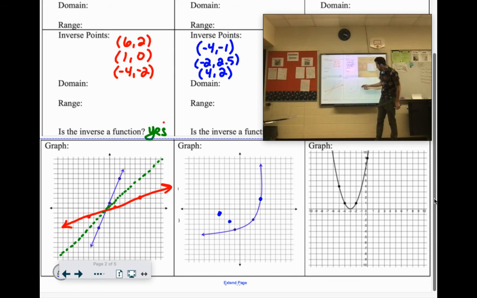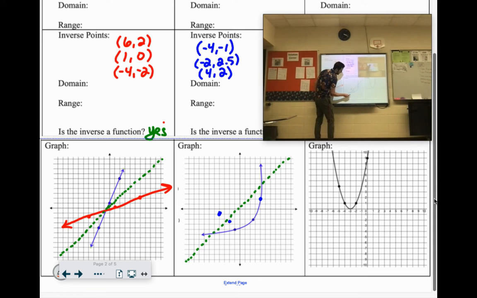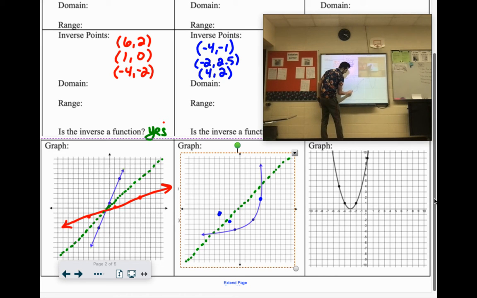Weird. So let me draw my diagonal line here. So now if we connect these dots, I can't think of a way that we can connect them where they would be inverse functions of each other. Oh, it's positive 2.5 on that dot.